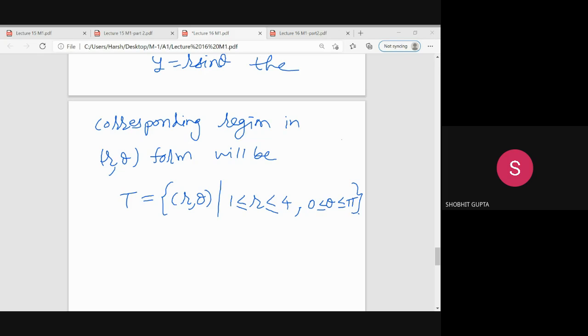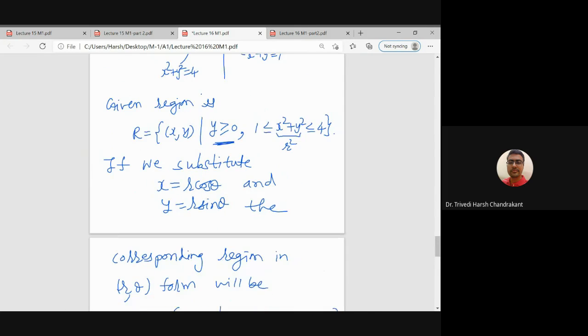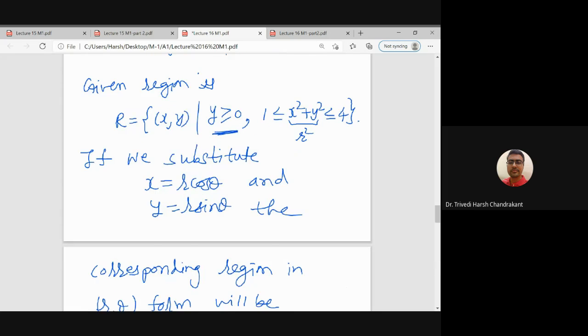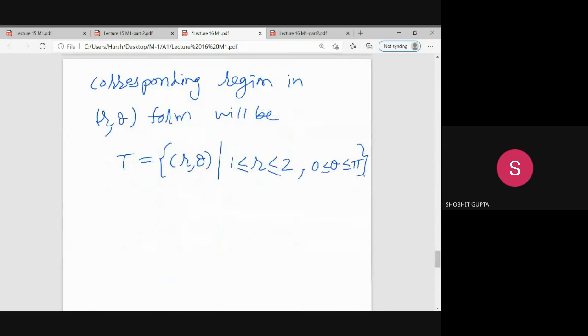Sir, r will be 1 to 2, right sir? Here 4 is written. Yes, I have made a mistake. Correct, you are right. So r is between 1 and 2 because our r square is between 1 and 4. Thank you for the correction. Okay sir.